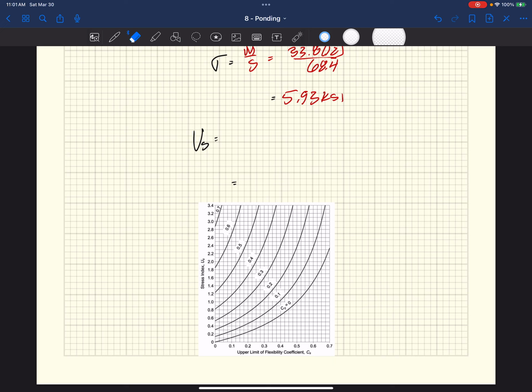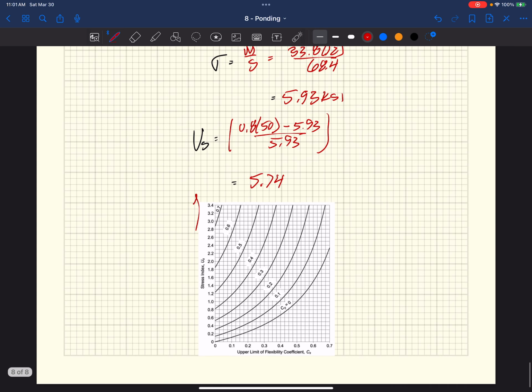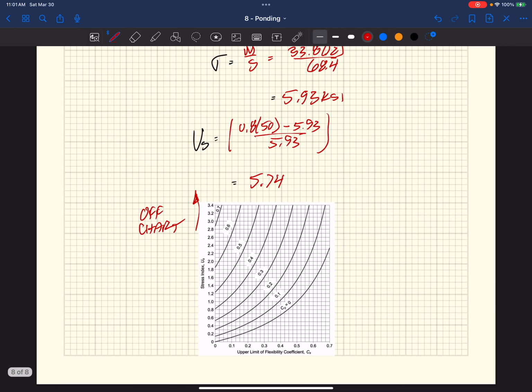So we have U sub S is 0.8 times 50 minus 5.93, all over 5.93. We get 5.74. That seems crazy, right? We're way off the chart on this one. That's okay. We can extrapolate. I feel comfortable doing that.